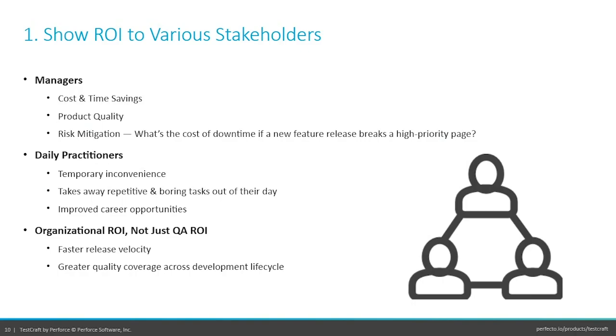Okay, so step one that we're talking about is showing the ROI to various stakeholders. When we ask to make the transition from manual testing to automation, we need to prove the value of it, right? We need to explain why we want to do it, what we would gain from it, and we need to prove it on different levels.